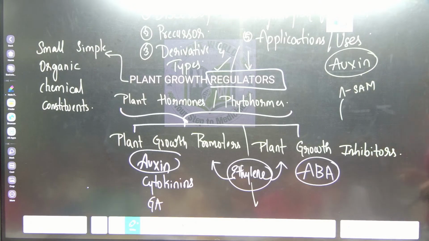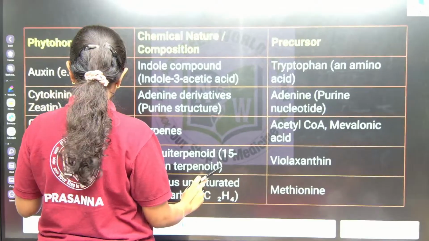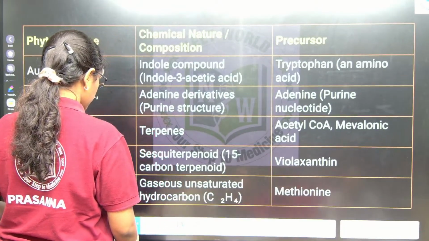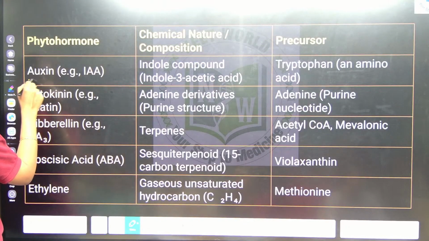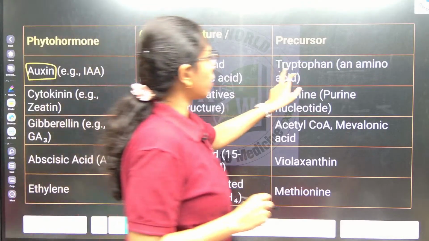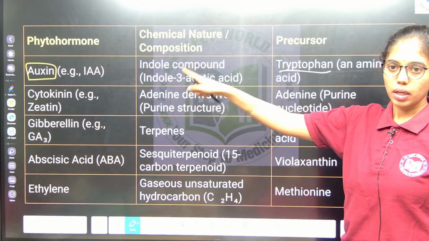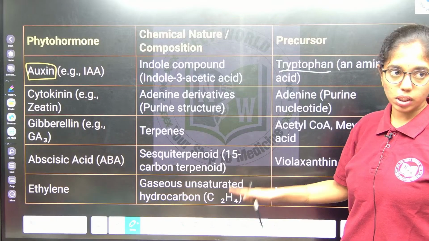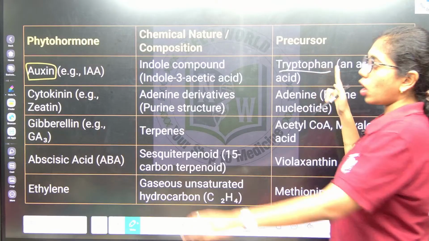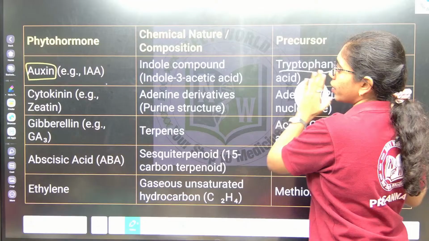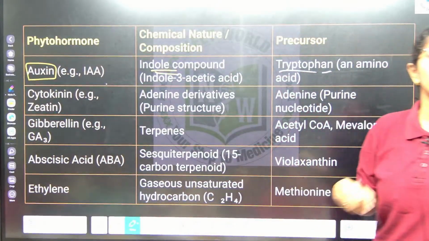Okay. Now, in the first table itself I am making it clear about the derivatives and precursors. Can everybody see this? First, auxin. What is the precursor of auxin? Tryptophan. What is meant by precursor? The starter to synthesize this phytohormone. In the complete biosynthetic pathway to synthesize the phytohormone, what is the starting component? For auxin synthesis, what is the precursor? Tryptophan. And auxin phytohormones are derivatives of what? Indole compounds, indole derivatives.